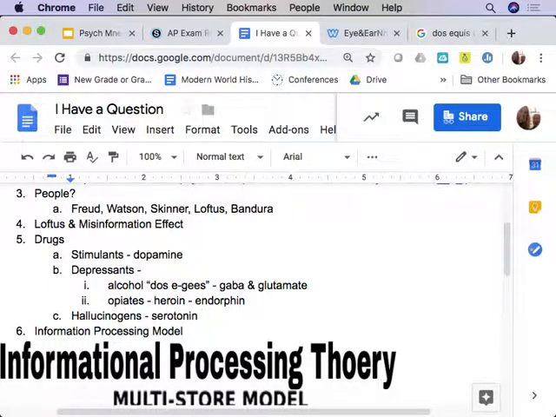Okay, serotonin. So serotonin is going to be LSD and ecstasy. And then marijuana is really kind of its own separate category. And I don't know off the top of my head how that works.